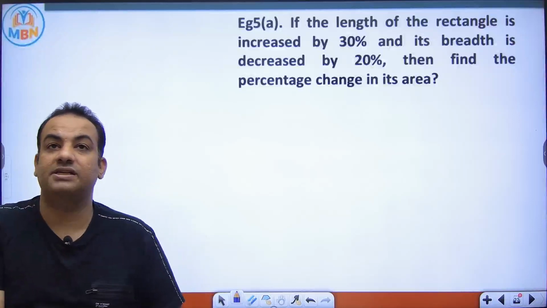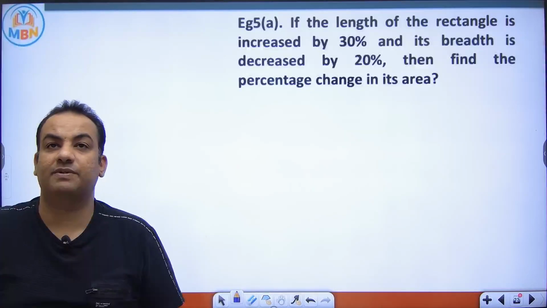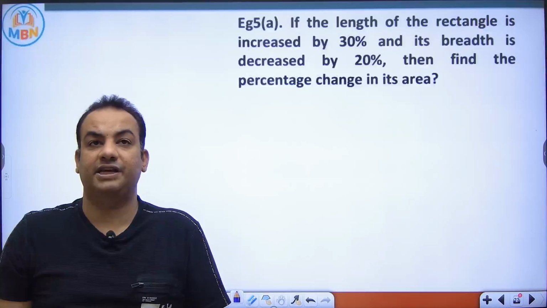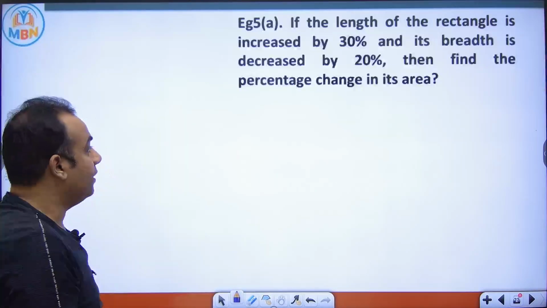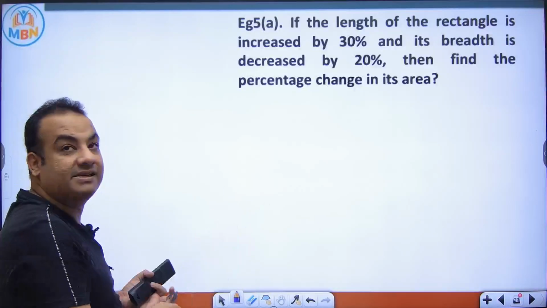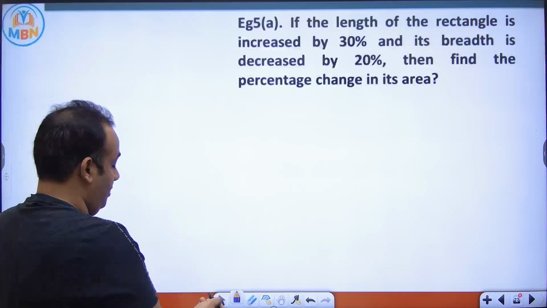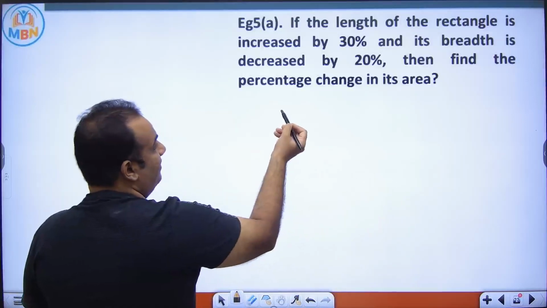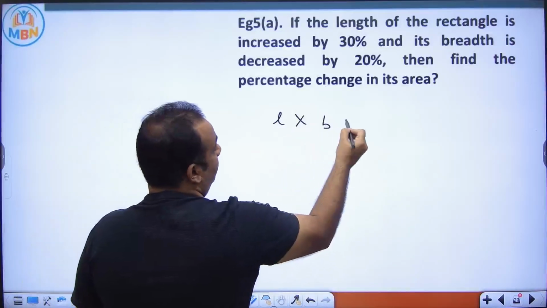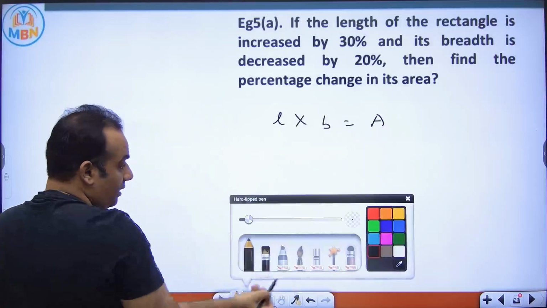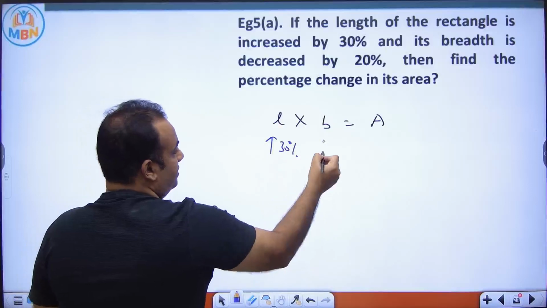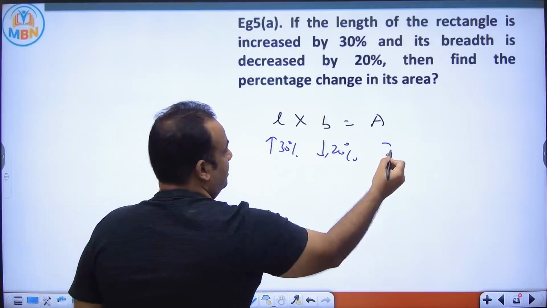Now see the next question. If the length of the rectangle is increased by 30% and its breadth is decreased by 20%, then what is the percentage change in area? Now, this question can be done by successive percentage change also. Okay. Now see, we know that area is length into breadth. Now it is given, length is increased by 30%, breadth is decreased by 20%. What is the net change in area?